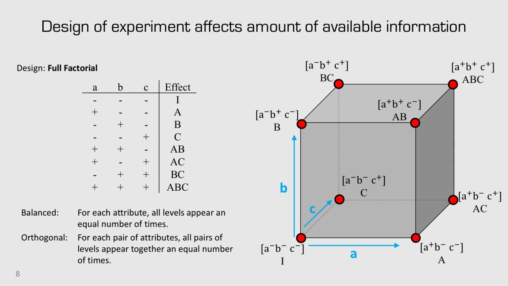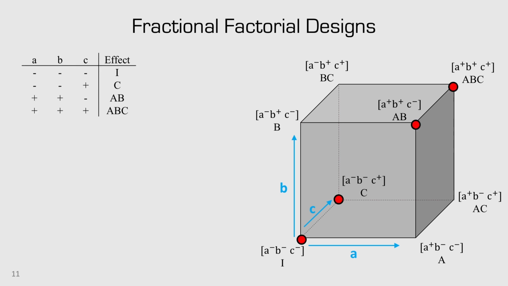We simply may not be able to ask about every possible combination in the design space. And in that case, we often rely on fractional factorial designs, which are just a subset of the full factorial. So let's look at this particular subset. This fractional factorial design is balanced because for each attribute, there's an even number of times where the effects are positive and negative. 2 negatives and 2 positives for A, the same for B, and the same for C.